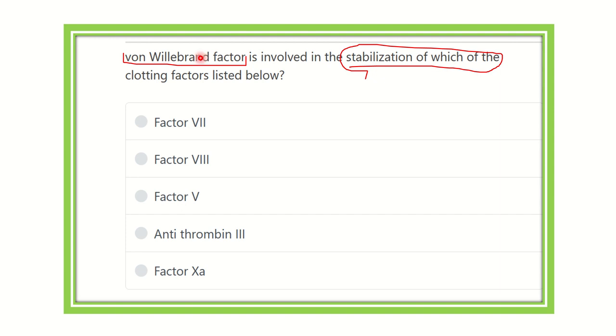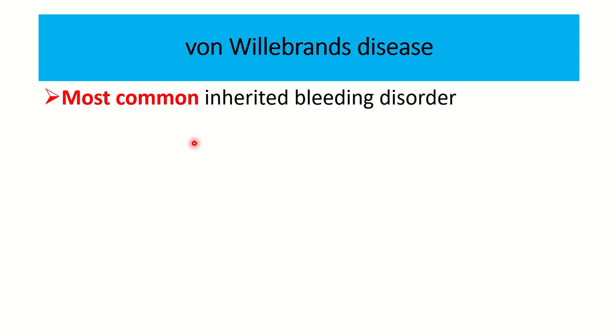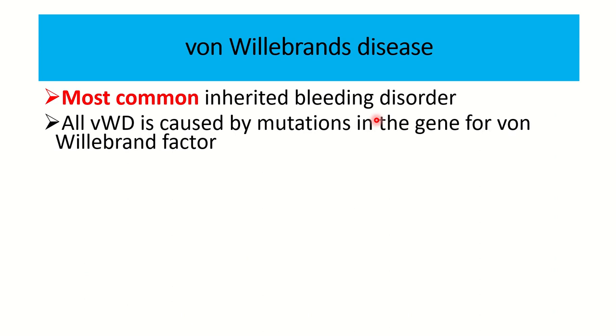Here the options are factor 7, factor 8, factor 5, antithrombin 3, factor 10a. So we have to find out one of the factors, and this factor is stabilized by the von Willebrand factor. So first of all, let's see the von Willebrand disease. It is the most common inherited bleeding disorder, and it is caused by mutation of the genes.